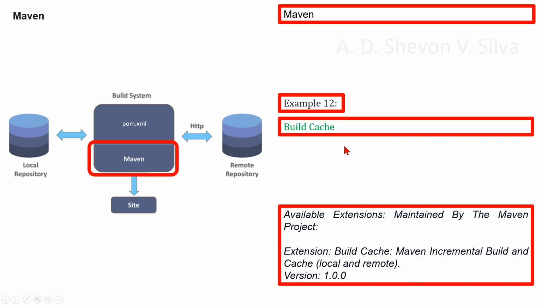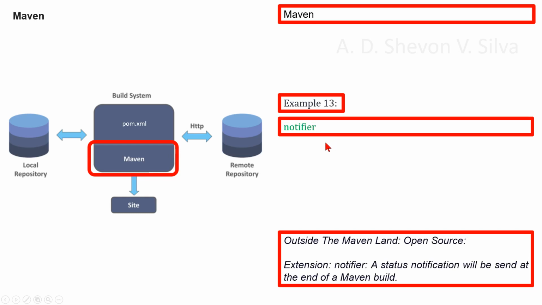Here you can see the extensions maintained by the Maven project in available extensions. Here you can see the extension build cache. It's Maven incremental build and cache, local and remote. Here the version we are considering is version 1.0.0. Outside Maven land, the extension notifier: a status notification will be sent at the end of the Maven build.